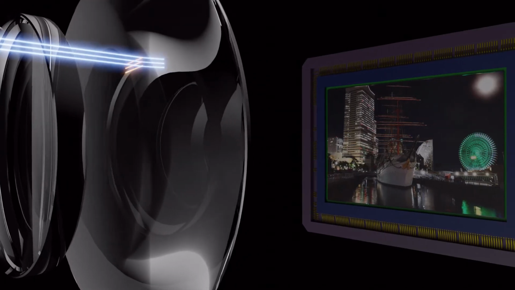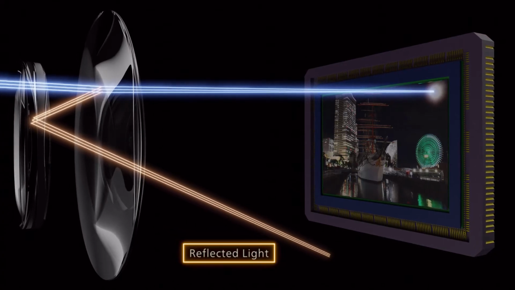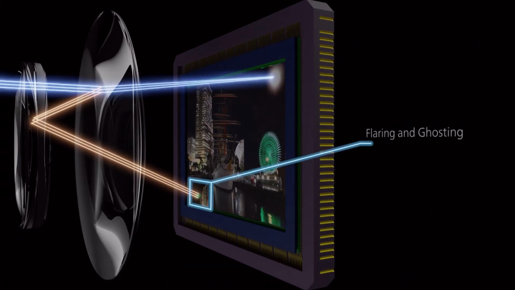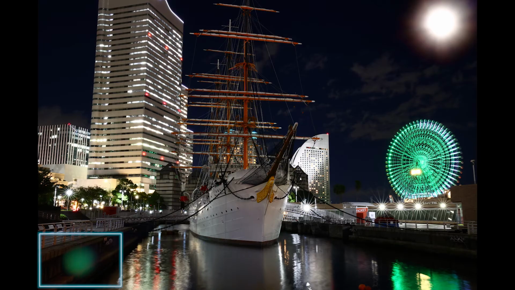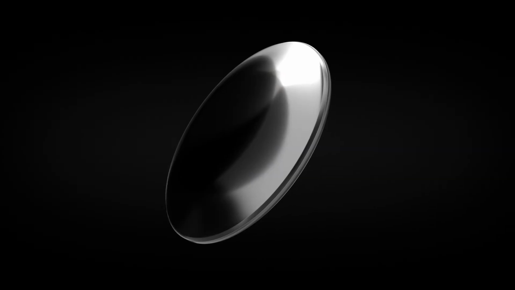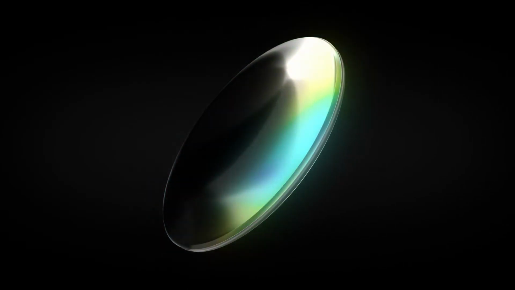One obstacle with a short back focus is that the detrimental light rays produced by reflections within the lens hit the image plane, resulting in flaring and ghosting. Canon employs lens coating technologies to prevent this.